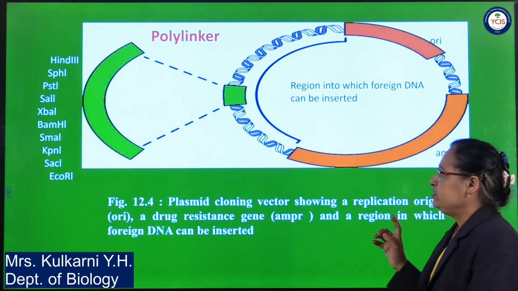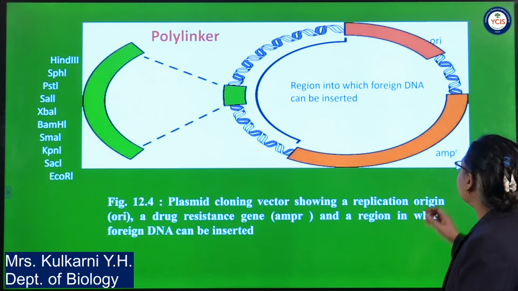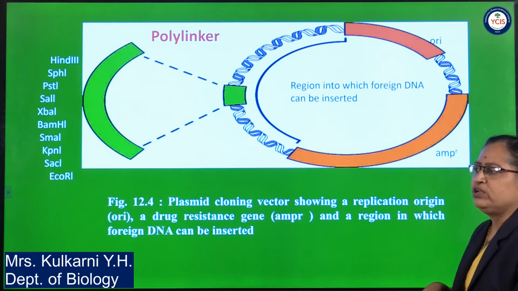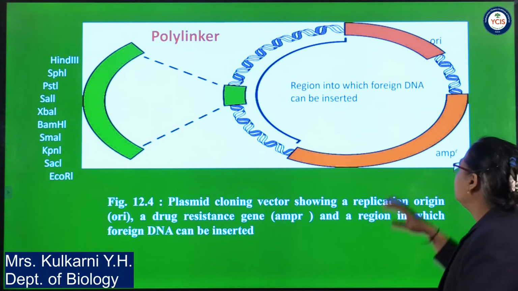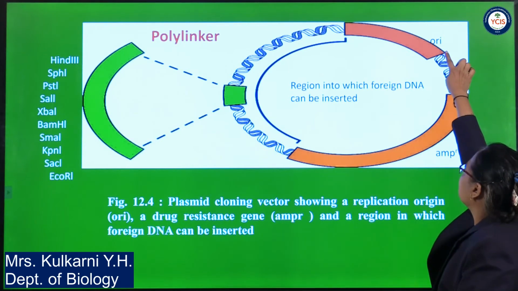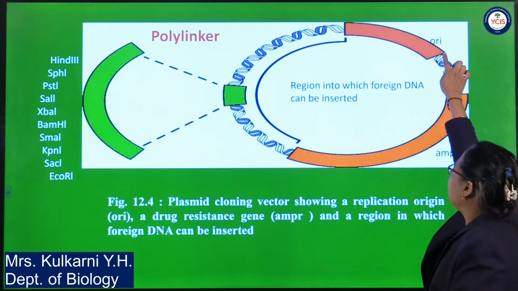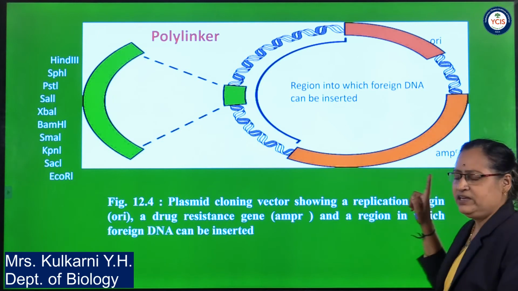So see here how you can remember this. If there are two friends going to class, then they start from home. The origin starts from here. The origin controls the copy number and replication takes place. They carry amplifier.